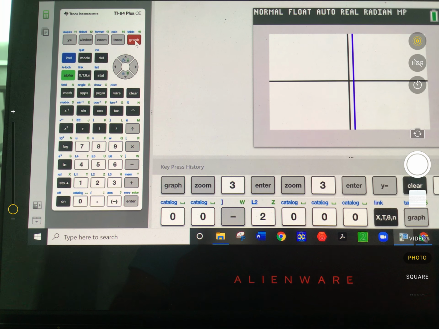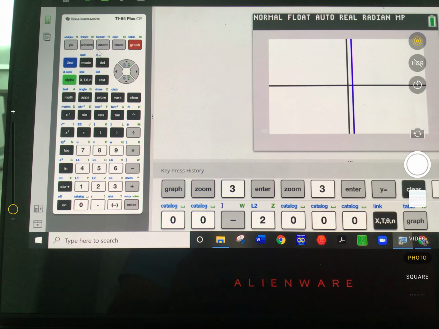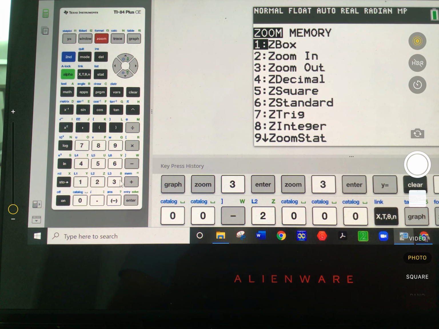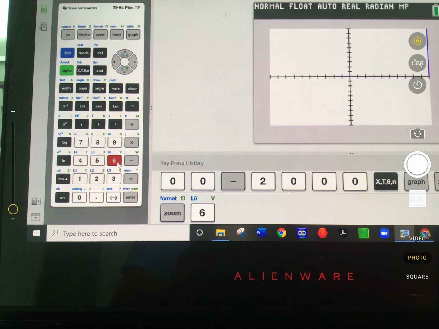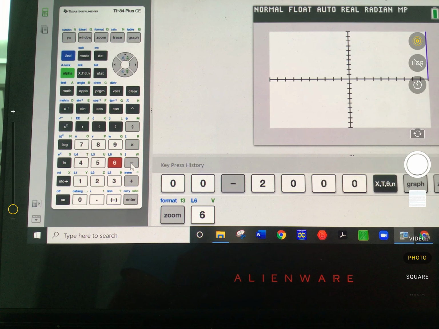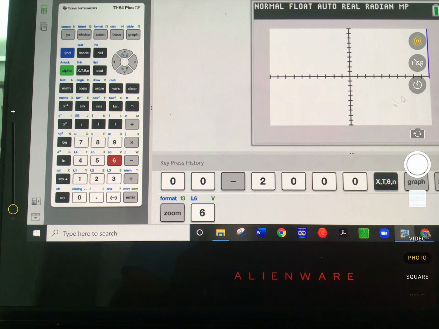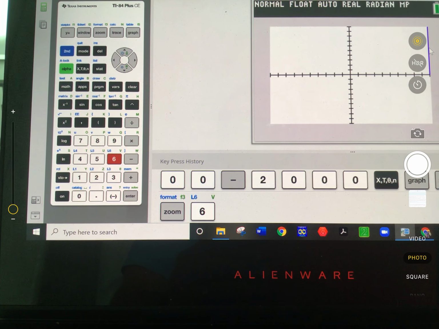Okay, now when I hit graph there, it gives me that particular line. Now, this is not a stellar problem here. Let's zoom in. So let's hit zoom and let's hit standard, number 6. That kind of resets my picture back to the original window.